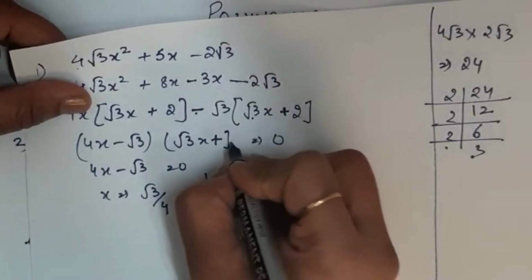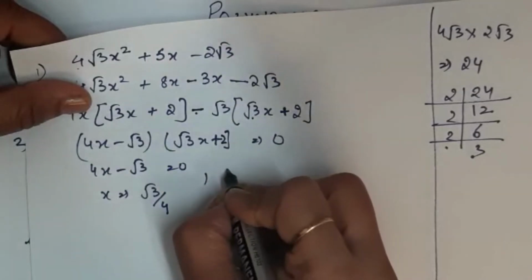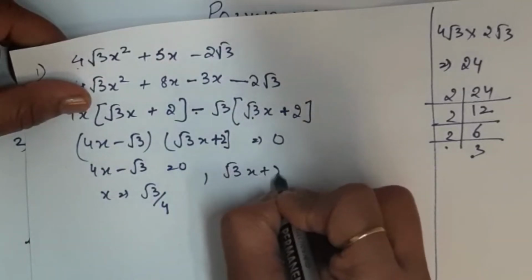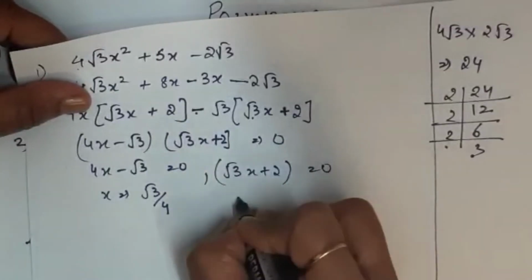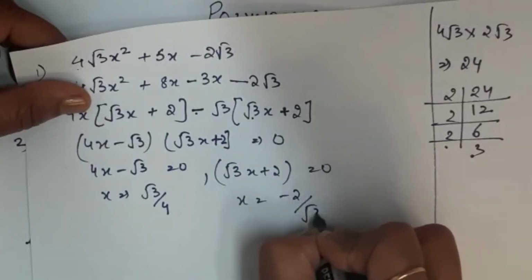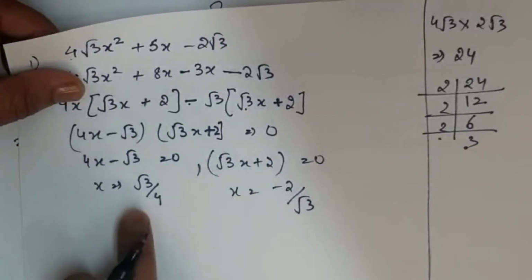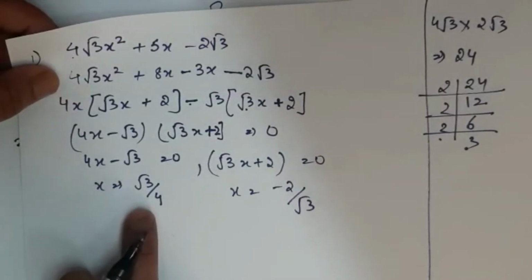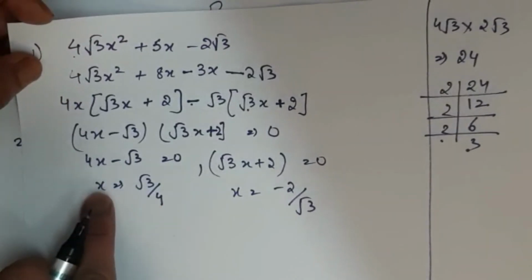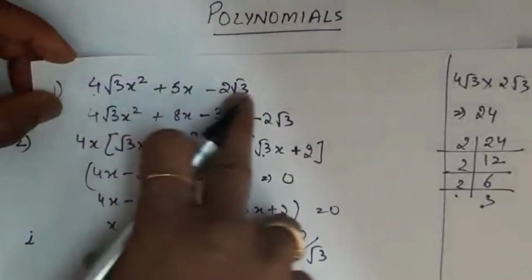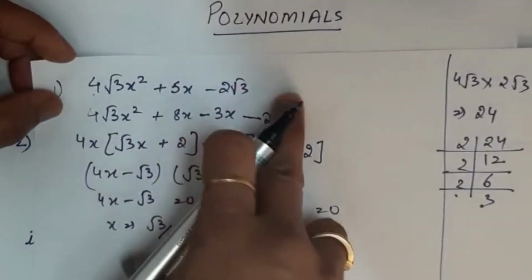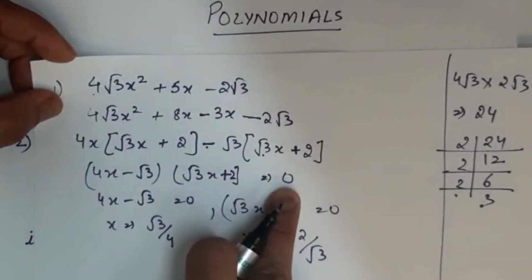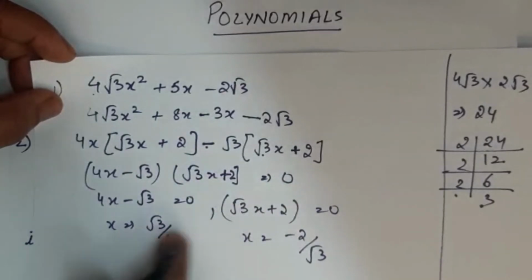Similarly from here, see, I again forgot to write the 2. From here, x comes out to be −2 upon √3. Now these are the two values. It means if I put x equal to √3 by 4 in this equation, it comes out to be 0 because I have proven this equation to be equal to 0. So these are the two zeros of the equation.